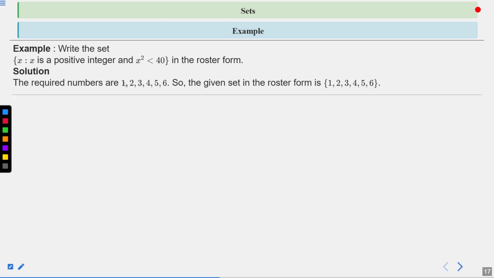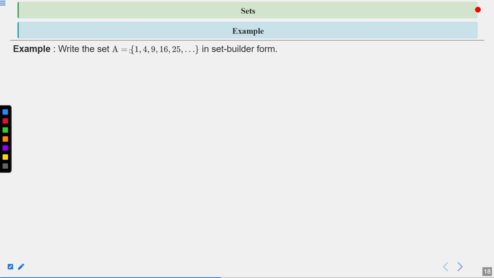So the squares are 1, 4, 9, 16, 25 and 36. So all these numbers satisfy this condition as well as the positive integer condition. So now we are just going to enclose them in between curly braces and separate them by commas, and this will be our roster form. Clear?